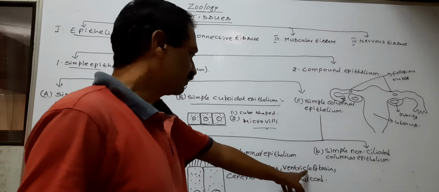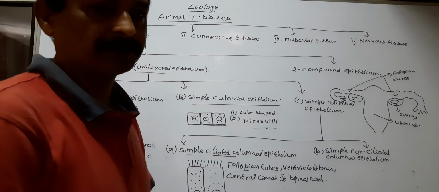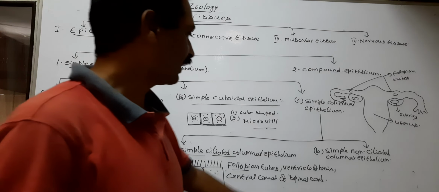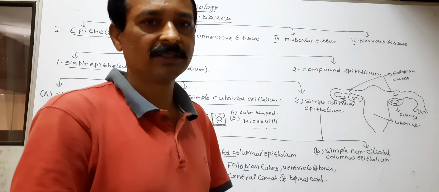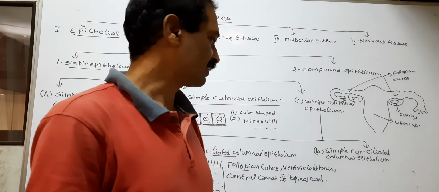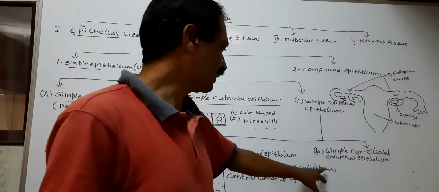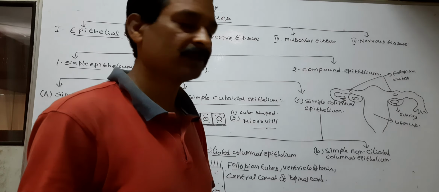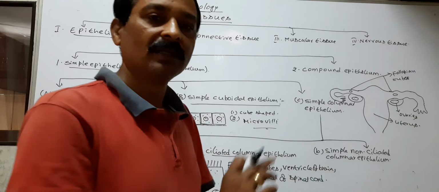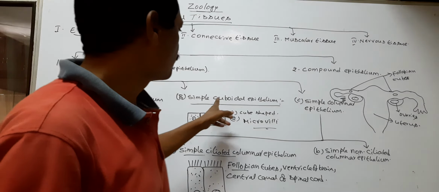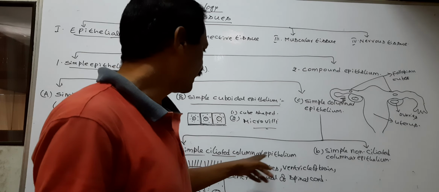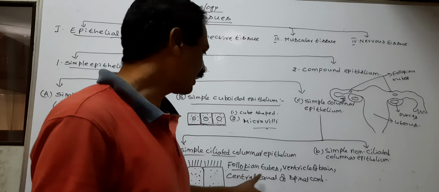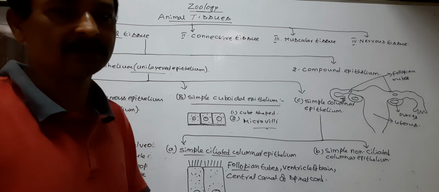Next, ventricles of the brain. Ventricles means cavities, spaces in the brain. Some spaces present in the brain are called ventricles. The ventricles of the brain also possess simple ciliated columnar epithelium. Next, central canal of the spinal cord.